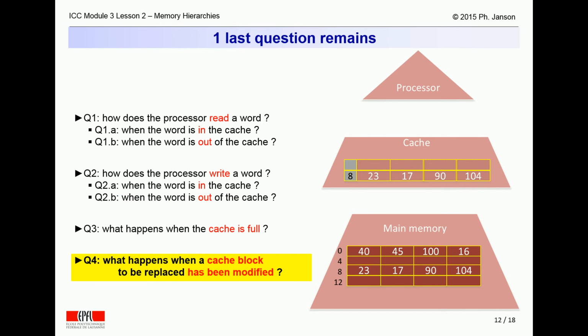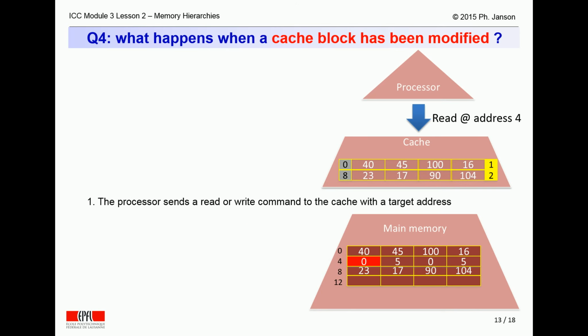The last challenge to be addressed is what happens when the LRU block to be ejected has already been written into by the processor. In that case, it cannot just be erased because then its updated values would be lost and return to the old values still in the main memory. In this case, the first step is still the same as usual. The processor issues a command to the cache.